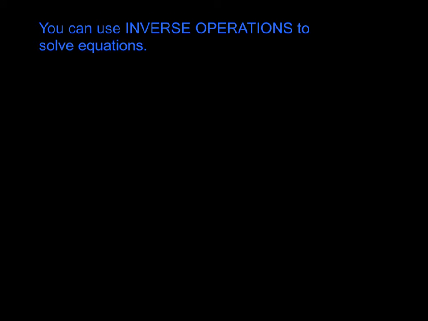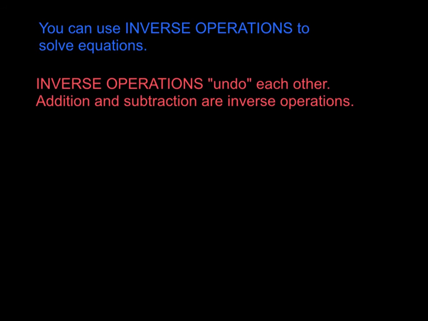So we're going to learn how you can use inverse operations to solve equations. Well, first of all, what is an inverse operation? Inverse operations undo each other. So addition and subtraction are inverse operations because you can do the opposites of each other, and then you can get back down to where you started. So the key idea here is the addition property of equality and the subtraction property of equality.